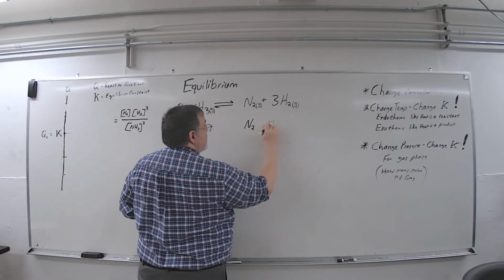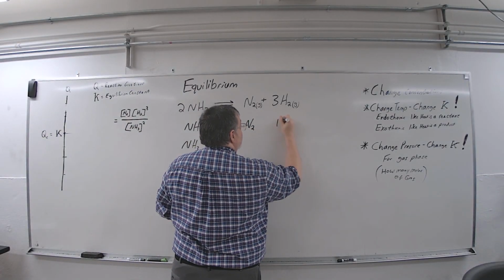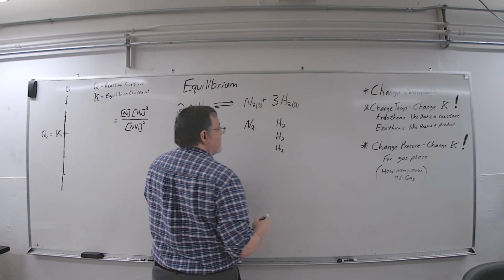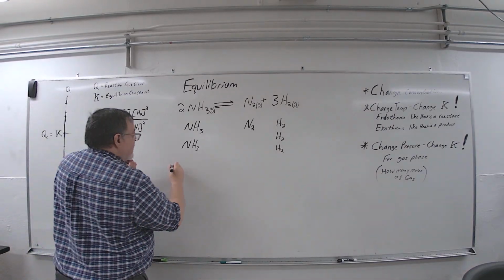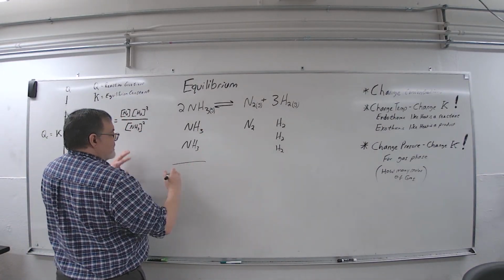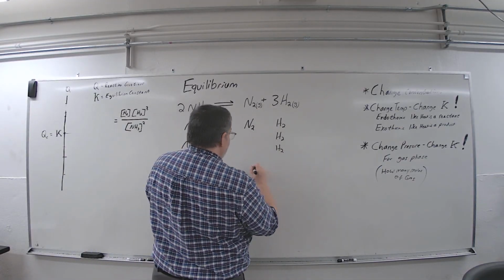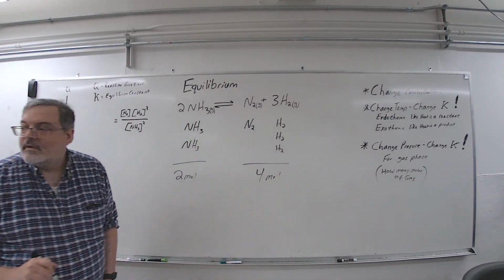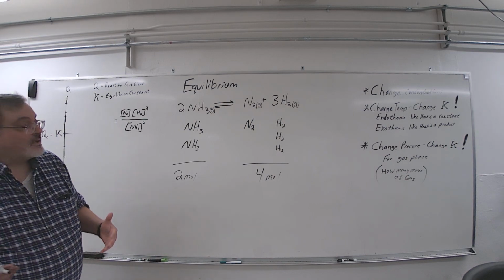G, G, G. Let's say that's 1 mole of gas, and this represents 3 moles of gas. And go, okay, all the moles of gas on this side, there's 2 moles of gas. All the moles of gas on this side, there's 4 moles. You see that? You with me? Okay. Now think about this.